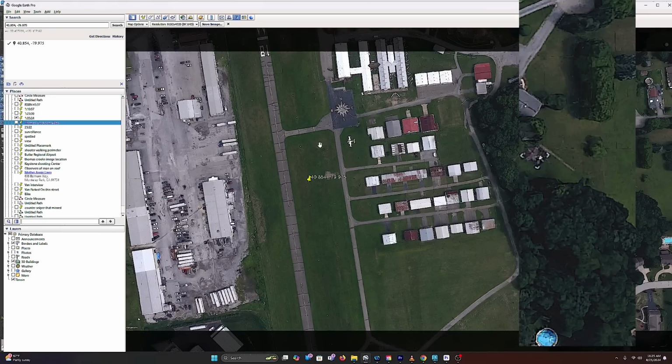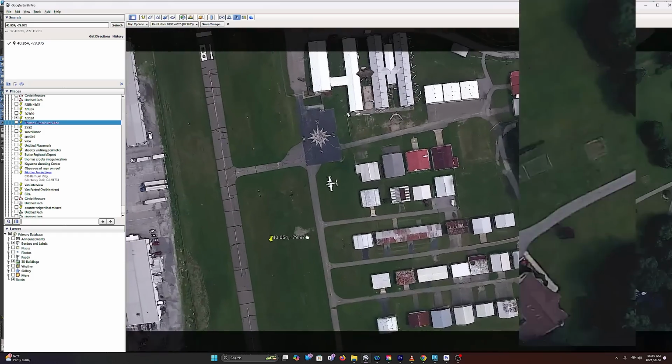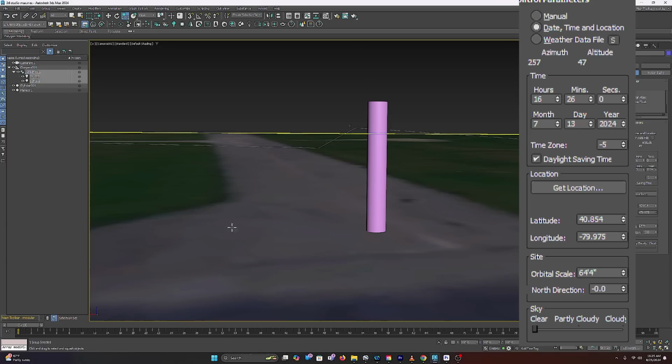See, right there. So basically right at this location is where the coordinates are set, and you can see it's right next to where Thomas Crooks was, which was right here. Okay, so we know that that is very, very accurate. Everything is set up correctly. So again, latitude 40.854, longitude -79.975, daylight savings time -5, UTC, July 13th, 2024, and the time is 4:26.